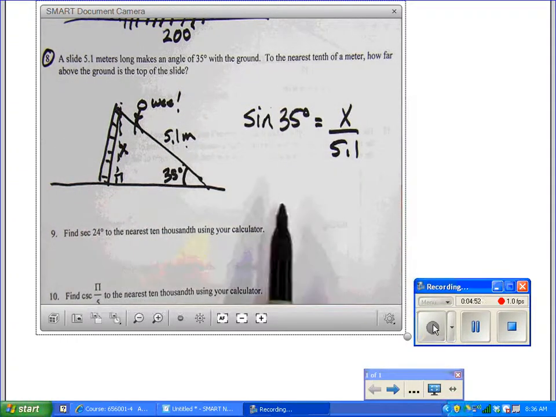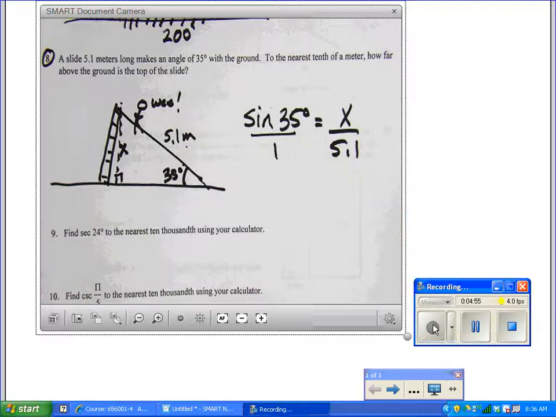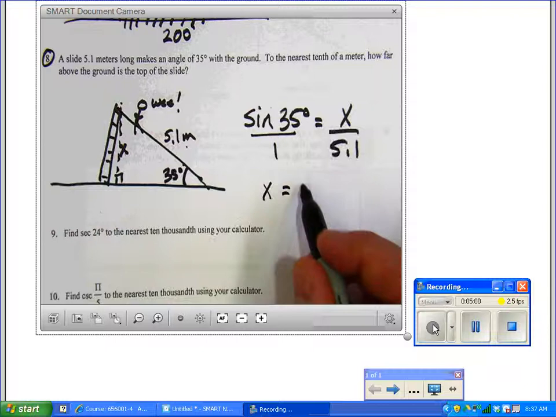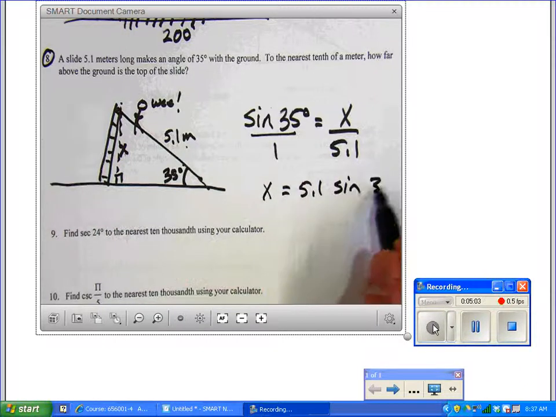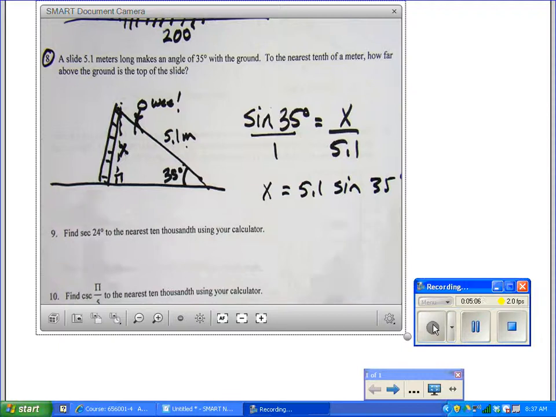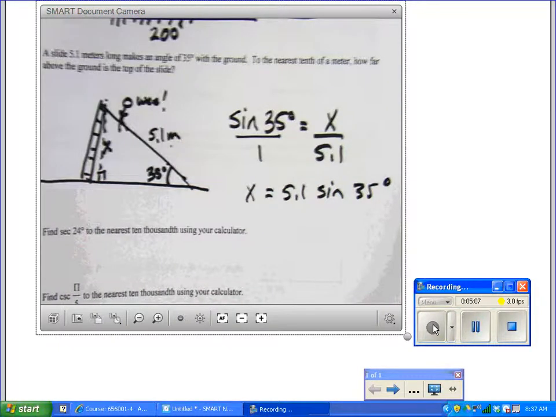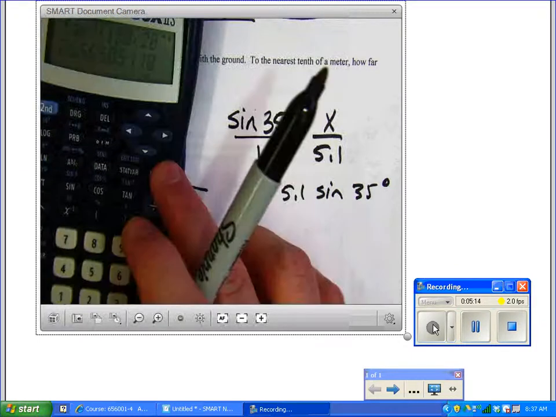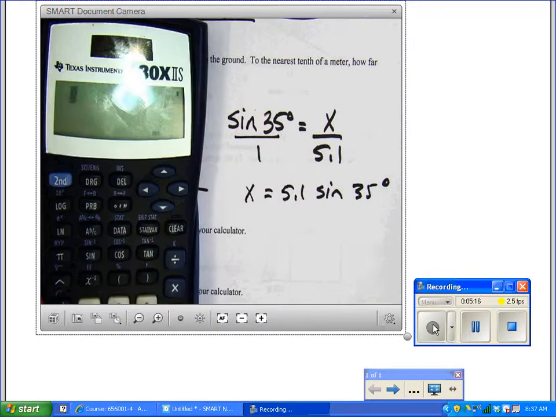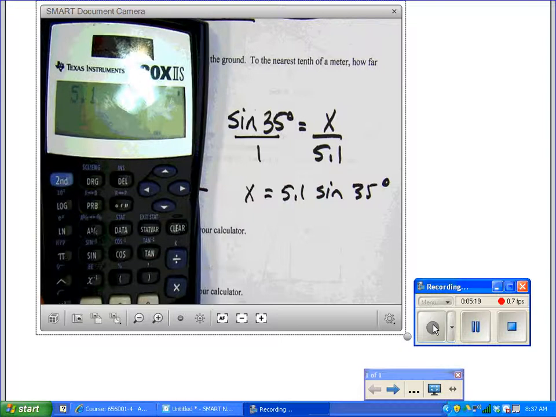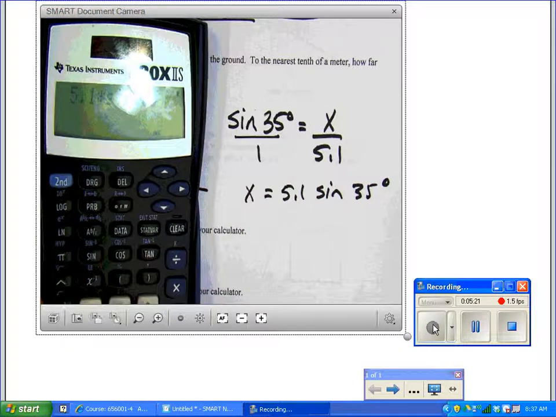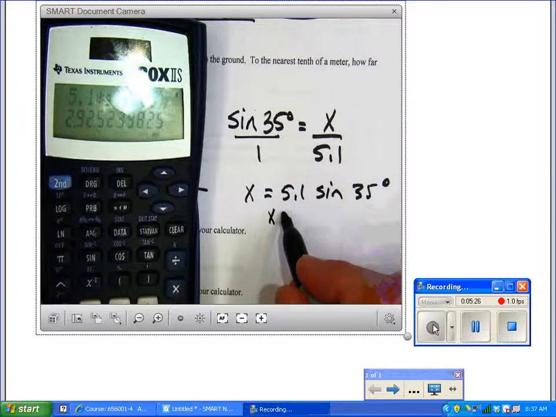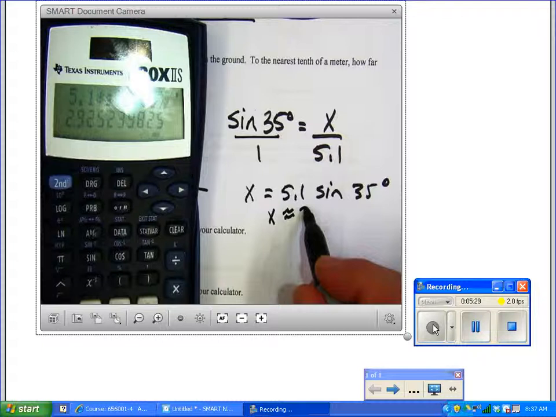Now we're not finding an angle like in the last problem, so we can just put this over 1 and cross multiply. X times 1 is x, and we'll get 5.1 times the sine of 35 degrees. If you're taking the ACT, you would probably put this as your correct answer because it doesn't expect you to have a calculator. But we have a calculator, so let's see what that actually is. 5.1 times the sine of 35 degrees. To the nearest tenth, that's going to be about 2.9 meters.